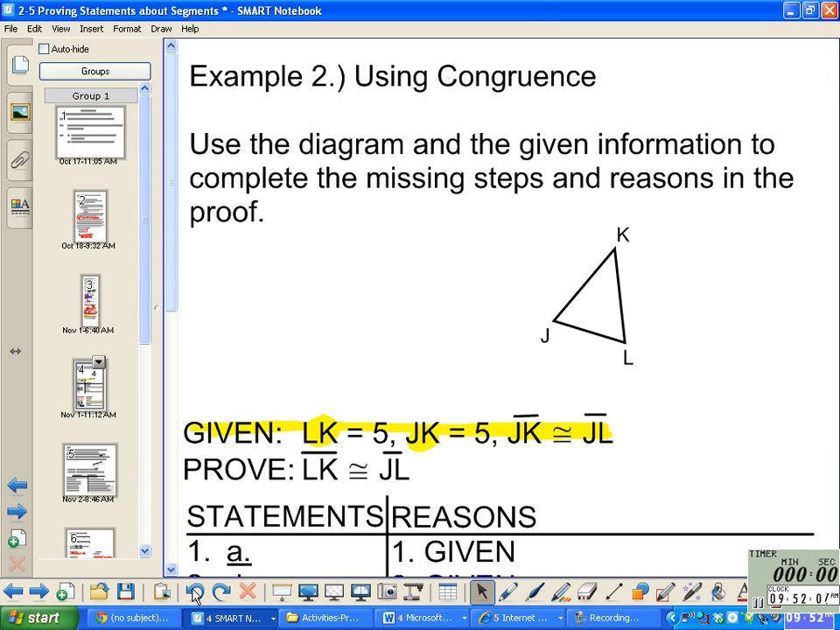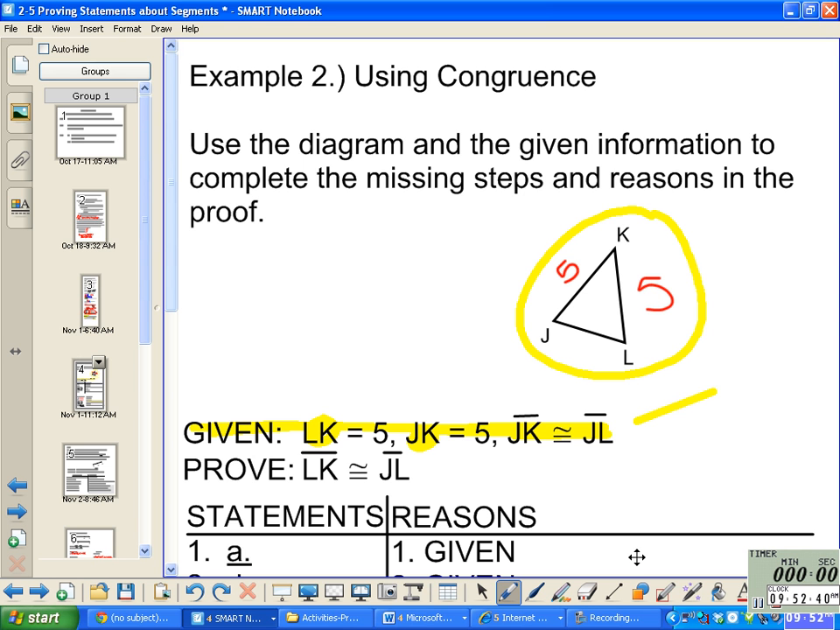Also in step 1, we read the given and we draw a picture. Well, in this particular problem, what's given is also drawn right here for us. So we don't need to draw a diagram. But what we do need to do is mark the diagram based on what they give us here. And it says LK is equal to 5, so I can come in here and put, okay, LK is 5 units. And it says that JK is also equal to 5, so now I can come over here and write 5 because I know the information is given.